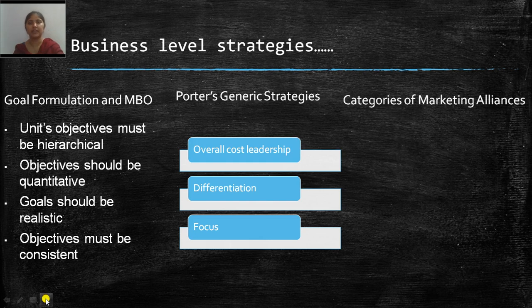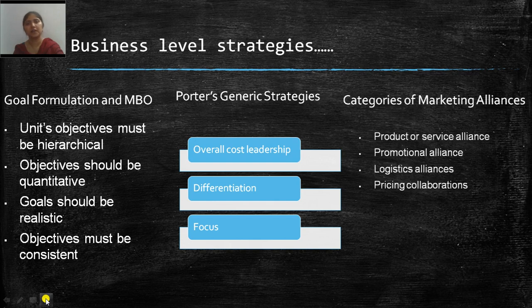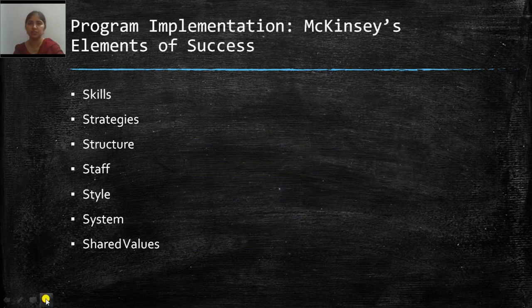Well, as far as strategies are concerned, you should have a strategic group performing the same strategies in the same strategic group. Along with that, one should have strategic alliances for leveraging the capabilities and the resources that it lacks. The marketing alliances are the 4P alliances. You can have product, promotion, place, that is logistics, and pricing collaborations with other marketers.